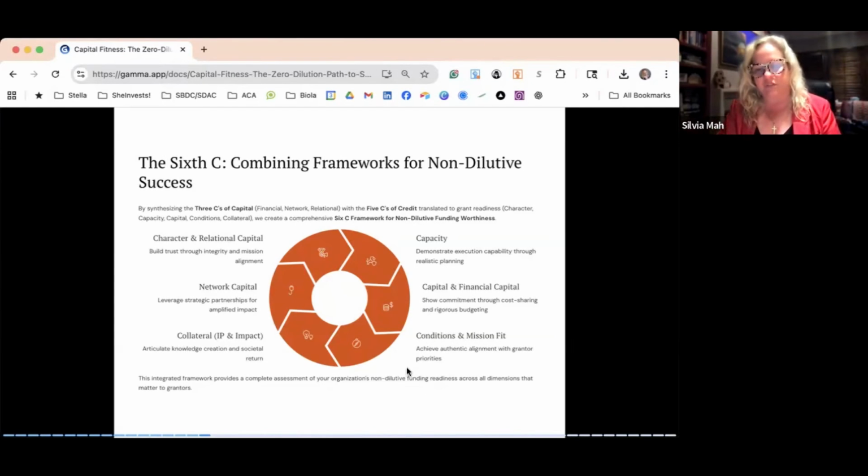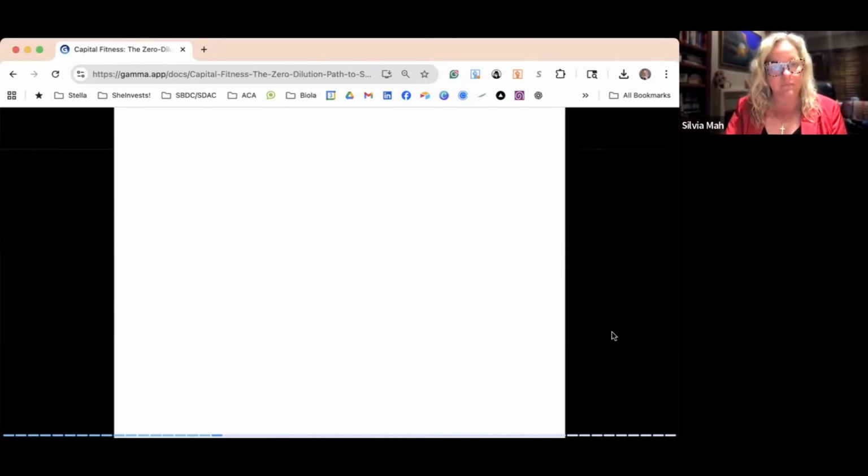Then conditions and mission fit. Achieve authentic alignment with grantor priorities. That is more important for this type of non-dilutive capital than, let's say, angel investors and VCs.